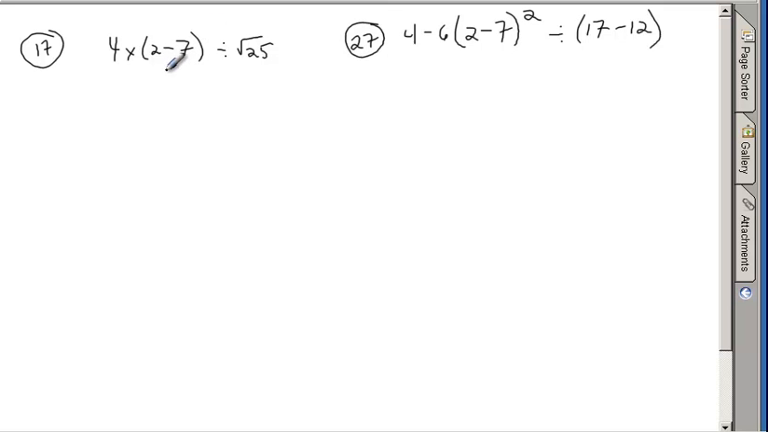Number 17, the first thing you want to do is what's in the parentheses. Right? You always start in your parentheses, so I'll just rewrite the 4. 2 minus 7 is negative 5. And then I'll rewrite this. This may be more steps than we need, but we'll just stay nice and organized here. Alright, and the question is, what do I do next?